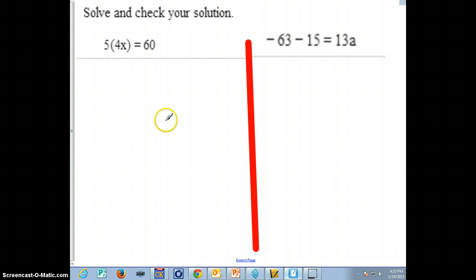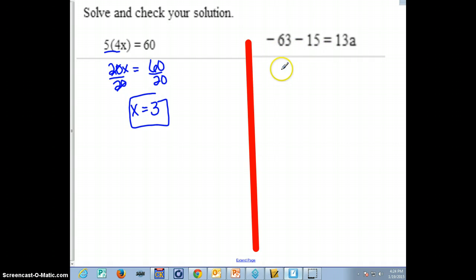Okay, on this side, go ahead and get all of your stuff together on this one side before you deal with this. So this 4 and 5 I can put together. Those multiplied together would give me 20. So 20x equals 60. Then go through and divide both sides by 20. So x equals 3.